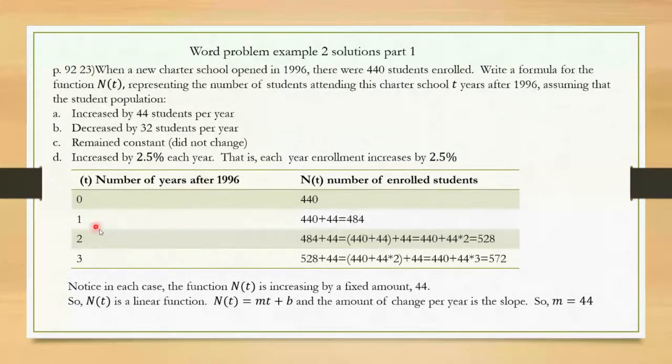What about another year later, at time 2? It's going to be 484 from the previous year, but we're adding 44. So again, every year that goes by, 44 more students attend school. Another year goes by from 1 to 2, and we're adding 44 to our N of t. 44 more students are enrolled. But if you think about the calculation, what's really happening here? We have 440 plus 44, that's our 484 here.